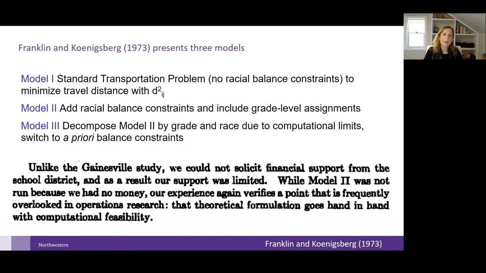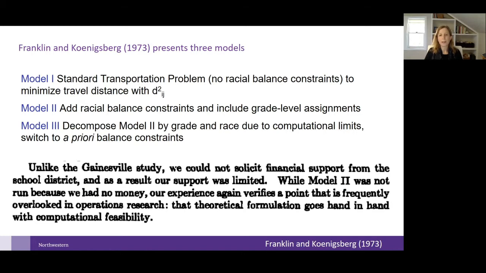And so in their paper, they looked at three models. The first model is just the standard transportation problem without racial balance constraints. In this model, it's assigning students to the closest school. So as you can imagine, and I'll show in a minute, the solution is going to fairly match the residential segregation at the time. Model 2 takes model 1 and adds racial balance constraints and looks at grade level student assignment.